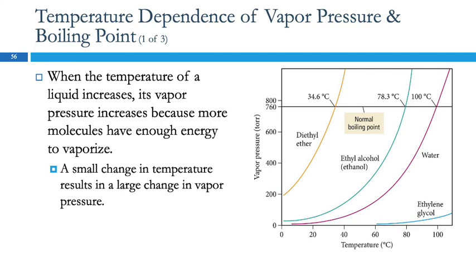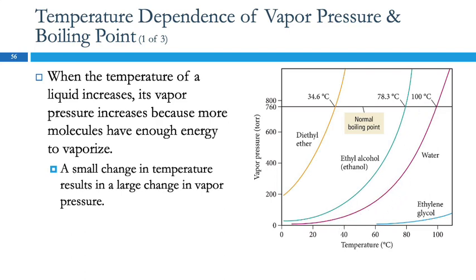The rate of evaporation depends on surface area and temperature. The rate of condensation depends only on the surface area. And so as the temperature increases, the vapor pressure will also increase. Let's look at water here: as the temperature increases, the vapor pressure increases.